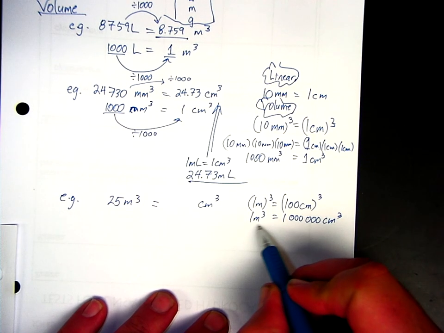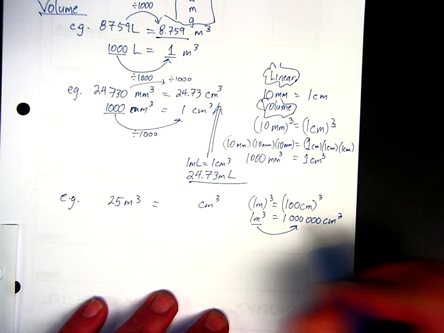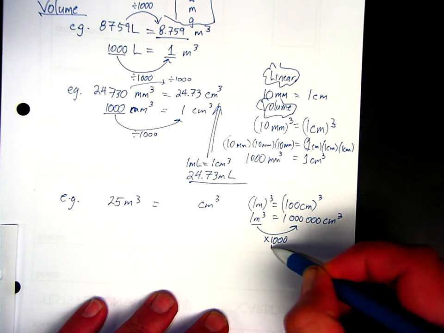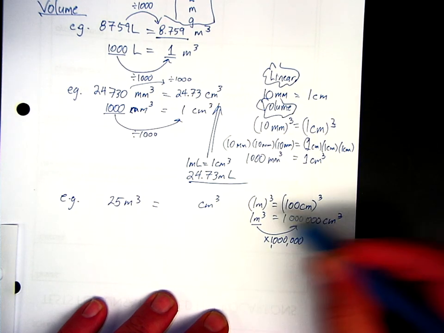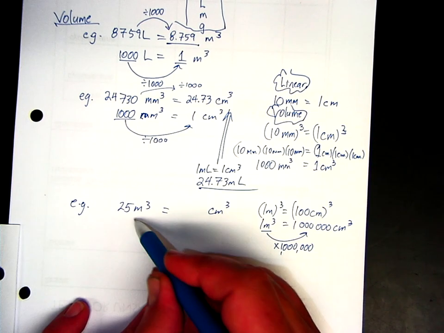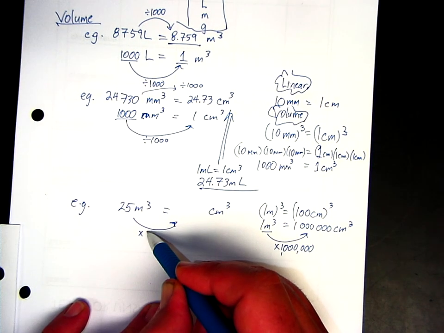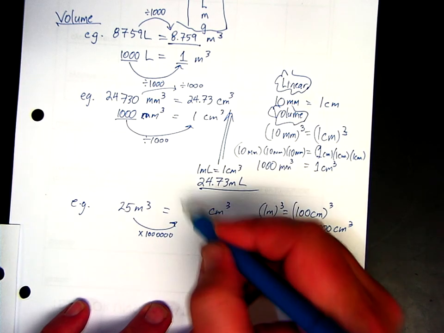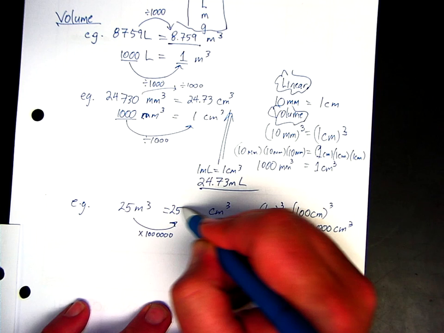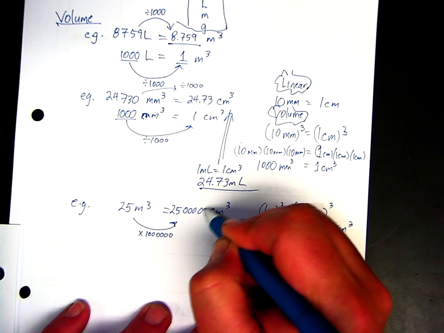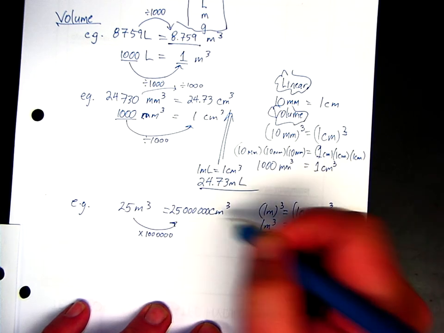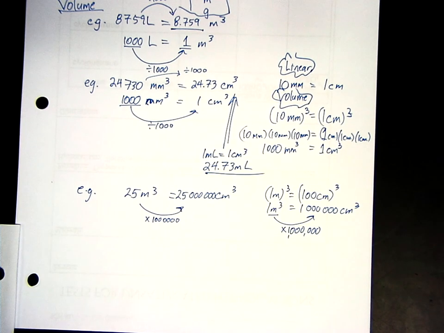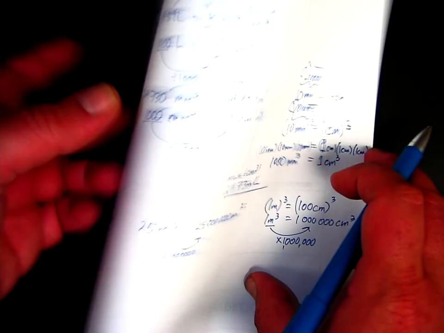So I'm going from meters cubed to centimeters cubed. I am multiplying by 1,000,000 because the numbers are getting larger here. So to get this, I've got to multiply by 1,000,000. Okay, so it's going to be 25 million centimeters cubed, or 25 million milliliters. Okay, so that's volume. Those are a few different measurements, so there's some practice there in this handout.